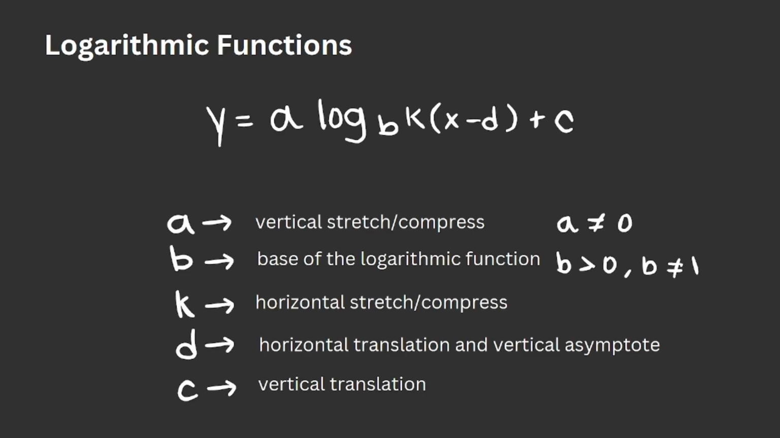So these are logarithmic functions, and the form goes y equals a times log base b of k times (x minus d) plus c. And a would be my vertical stretch/compress, and a cannot equal 0 because then my function would just be a constant at c. B is the base of my logarithmic function, and again, it has to be greater than 0 and cannot equal 1. K is my horizontal stretch and compress, and d is my horizontal translation and my vertical asymptote. C is my vertical translation.